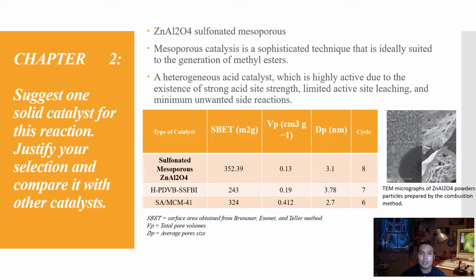selectivity. And the average pore size is the second highest compared to the others, recorded at 3.1 nanometers. And finally, it was discovered that the sulfonated mesoporous catalyst can be used for up to 8 cycles, which is the greatest value among the other catalysts.